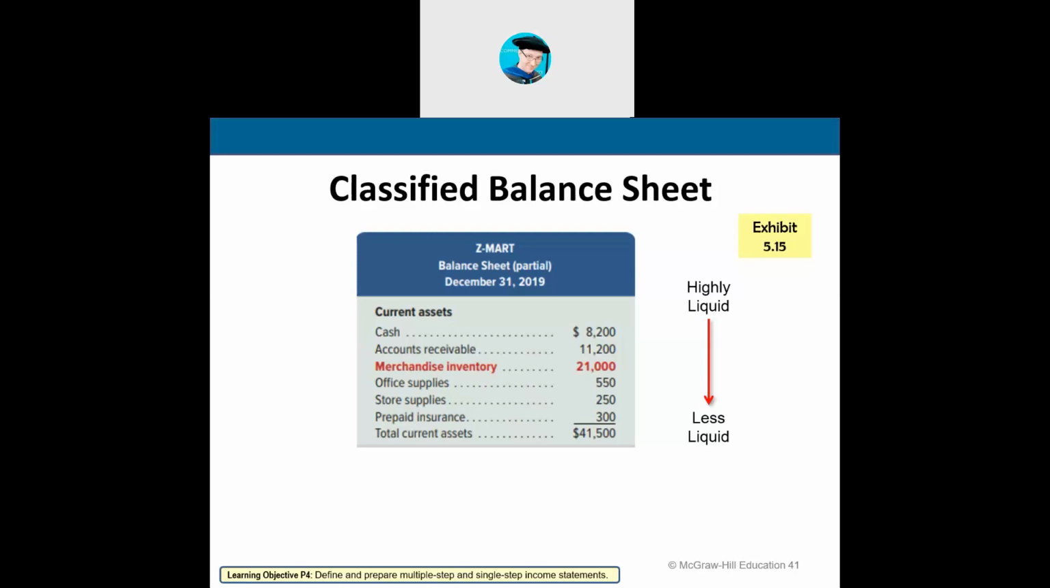So on the balance sheet for assets, we have cash, then accounts receivable, then merchandise inventory, office supplies, store supplies, prepaid insurance. Those are all current assets, right? Remember, current assets means current within 12 months. And it's organized by liquidity. Liquidity simply means how quickly you can convert something into cash. That's what liquidity means.